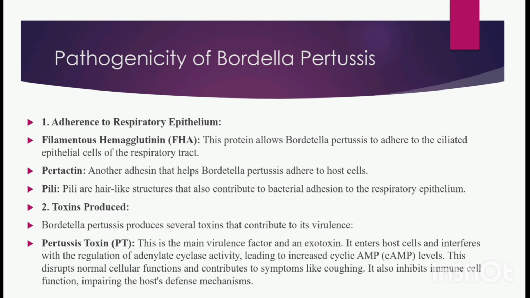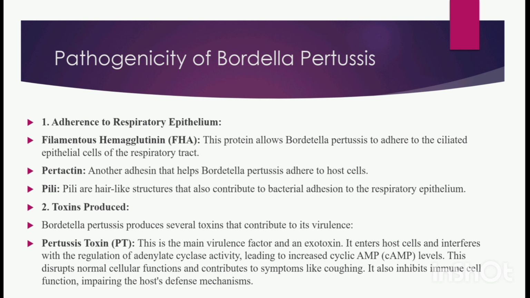Pathogenicity of Bordetella pertussis. Adherence to respiratory epithelium. Filamentous hemagglutinin: this protein allows Bordetella pertussis to adhere to the ciliated epithelial cells of the respiratory tract. Pertactin: another adhesin that helps Bordetella pertussis adhere to the host cell. Pili: pili are hair-like structures that also contribute to bacterial adhesion to the respiratory epithelium.